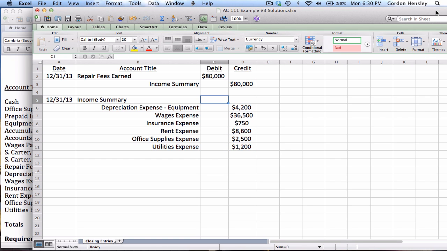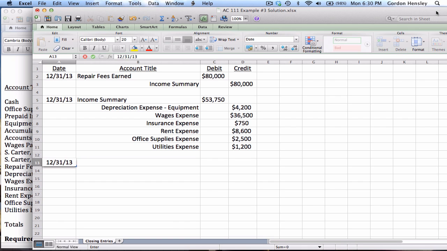So up here on the debit side, I need a debit to income summary, and that's going to be the total of all these expenses. So that's how I'm going to get that total. So that's $53,750. That's the total of every single one of those expenses. And that completes the closing entry for the expense accounts.